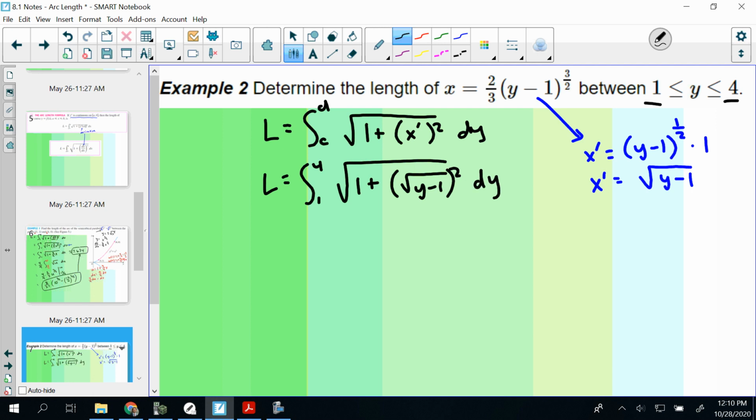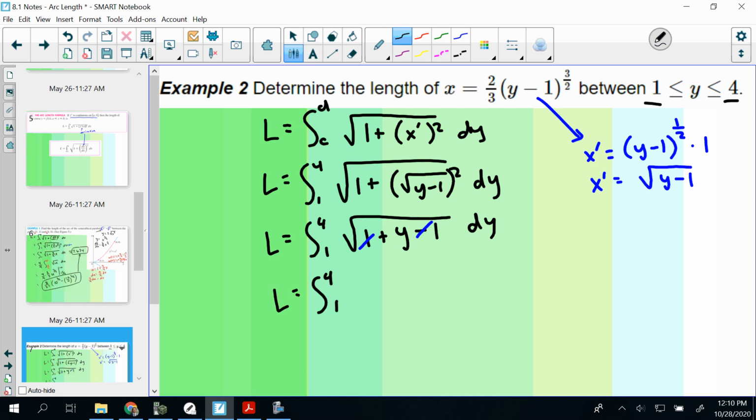Now let's see what this equals. So our arc length, I'm going to simplify this first here, 1 plus, if we square a square root, that's just going to end up being y minus 1. Looks like those 1's are going to cancel here, so now we have the integral from 1 to 4 of just the square root of y. That we can find the antiderivative of. That would just be y to the 3/2 with reciprocal 2/3, evaluated at 4 and 1.